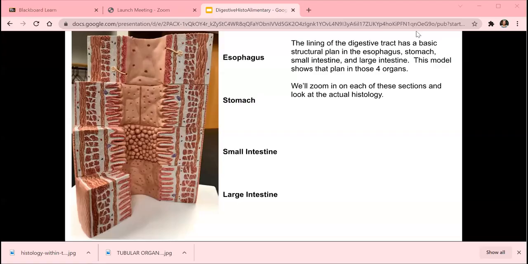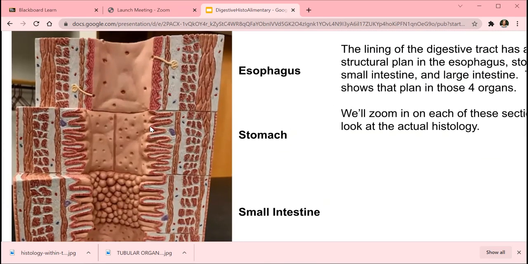Now, I want to talk about the models which we have in the lab. In the lab, we have a model which has four parts. And each of these parts can show us one region of our digestive tract. The first one is esophagus, then we have a stomach, a small and large intestine. When we look at this structure like this, you see that the epithelium in the esophagus is different from the stomach. In the stomach, we have glands, but we don't have them in the esophagus.